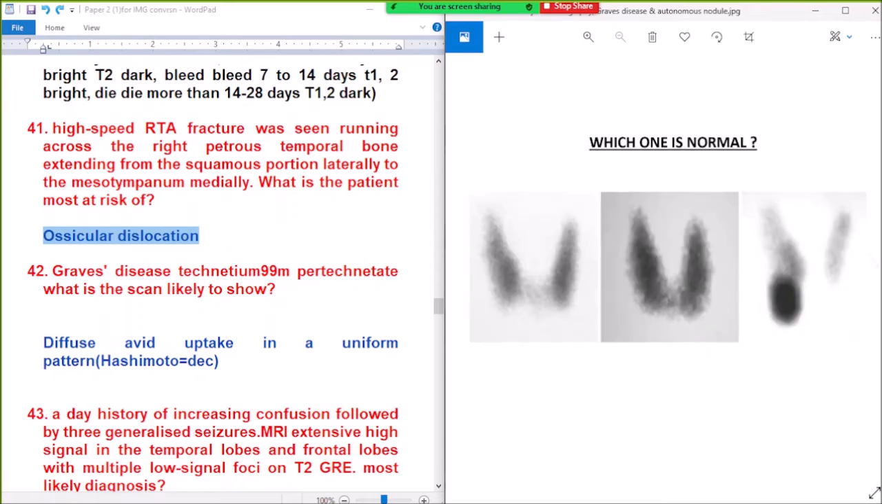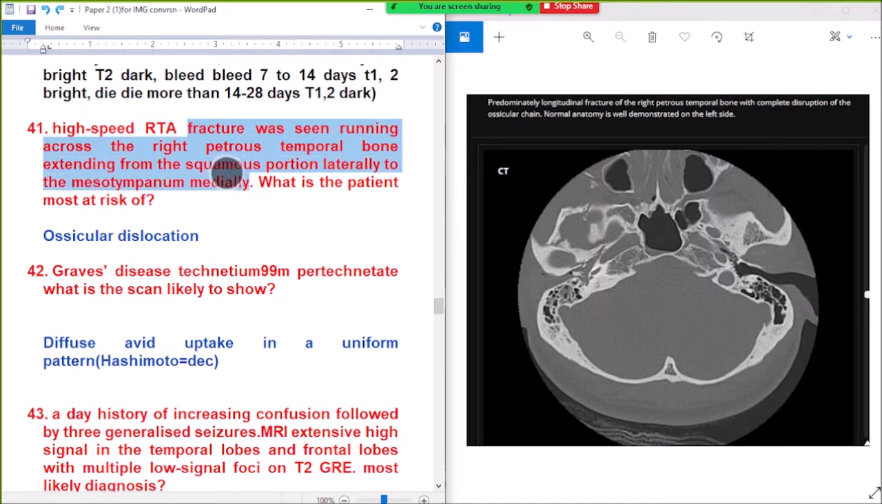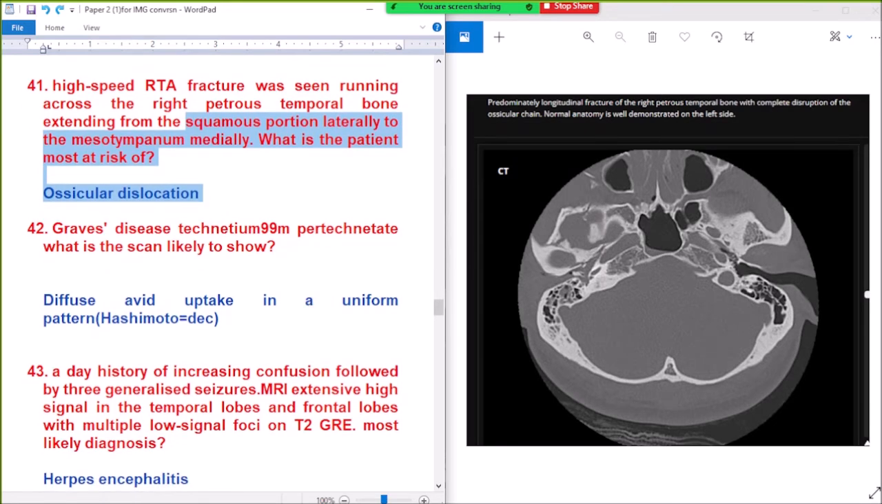Let's see the description of this diagnosis. Fracture was seen running across the right petrous temporal bone, extending from the squamous portion laterally to the mesotympanium medially, where the patient was at risk of ossicular dislocation. But in the MCQs, whenever they say there is a fracture of the temporal bone, then the patient will be at risk of ossicular dislocation. Okay?